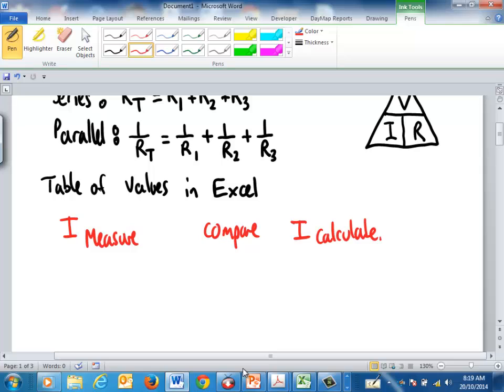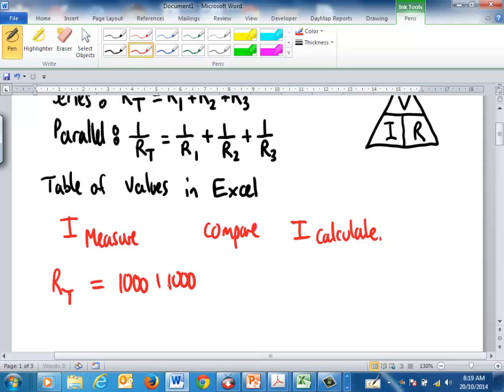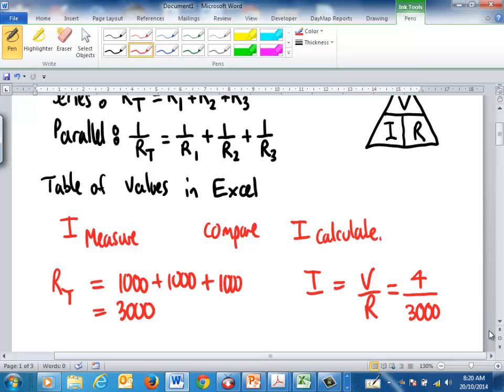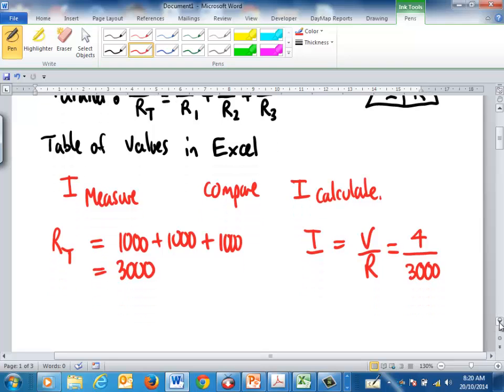Now, to do the calculation, it's pretty simple. To work out what your resistance is, it's really important to do that. So, let's say I had 1,000 ohms, so RT for the series is going to be 1,000 plus 1,000 plus 1,000, and so that's obviously equal to 3,000. To work out my current, I is equal to V over R. So in this particular case, if my voltage is, say, 4 volts, 4 divided by 3,000 will tell you what your result is. So someone do that in the calculator for us really quickly. 4 divided by 3,000.